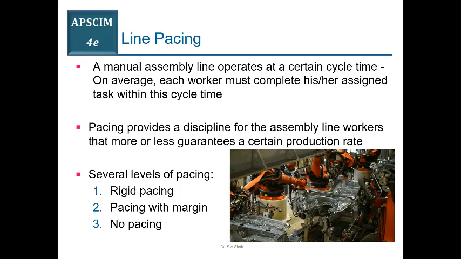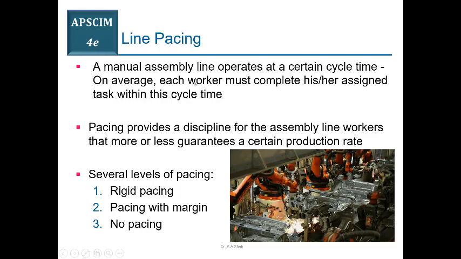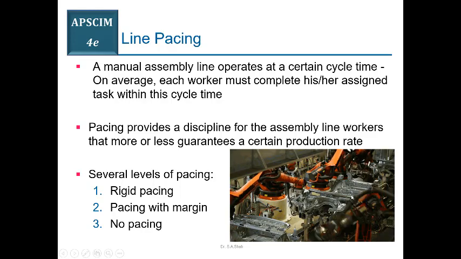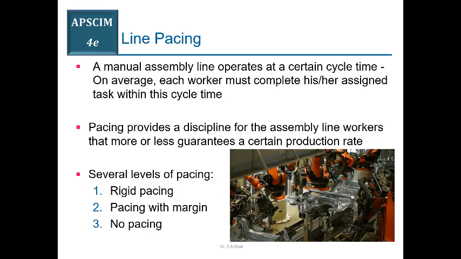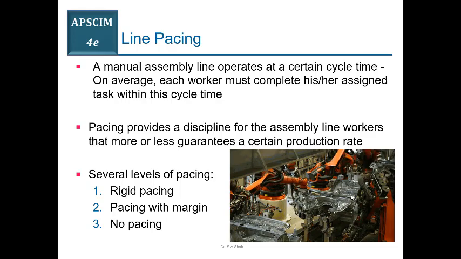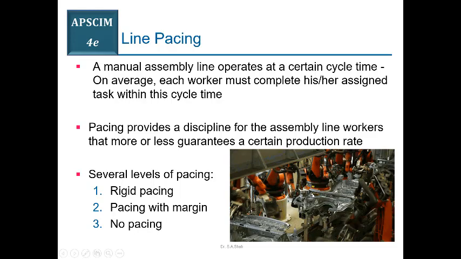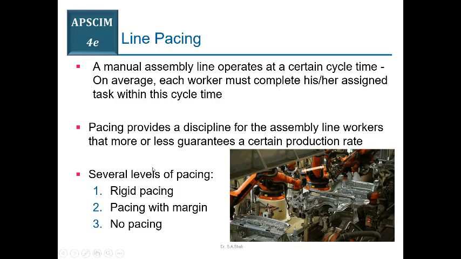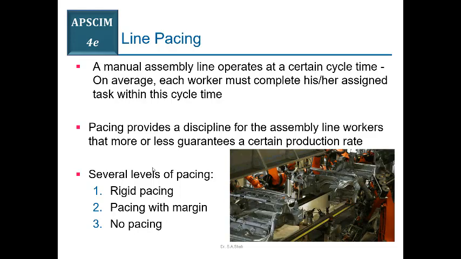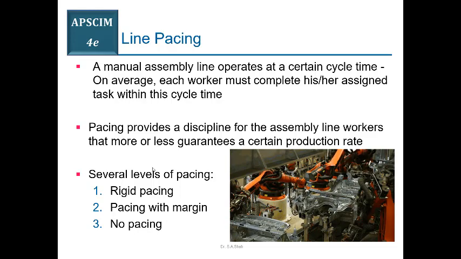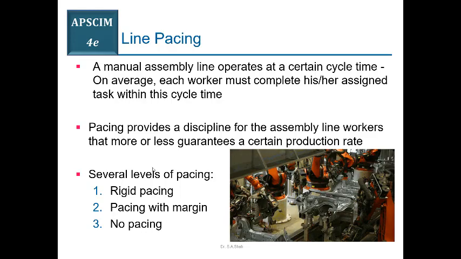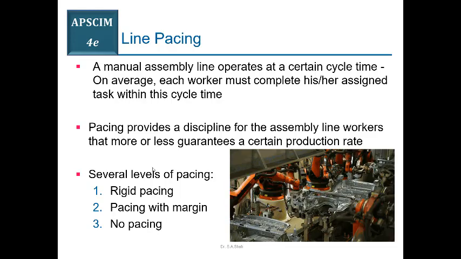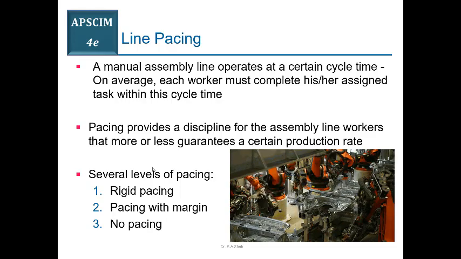तो लाइन पेसिंग इज बेसिकली द स्पीड ऑफ द assembly line. So line pacing will be decided by the cycle time of the system. So if for example the cycle time is 5 minutes, so this means that the pace or the speed of the assembly line is 5 minutes per part.